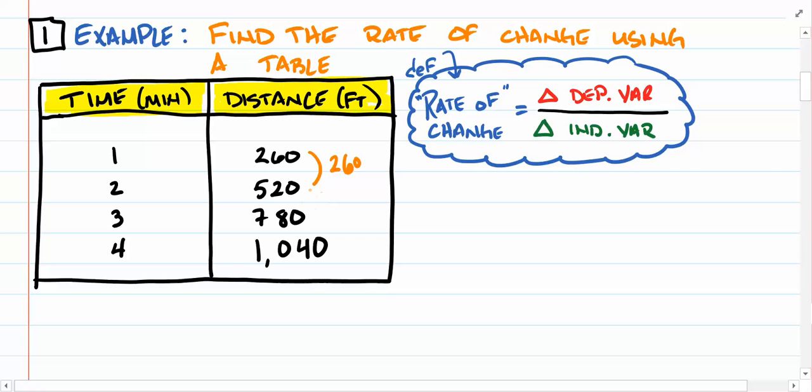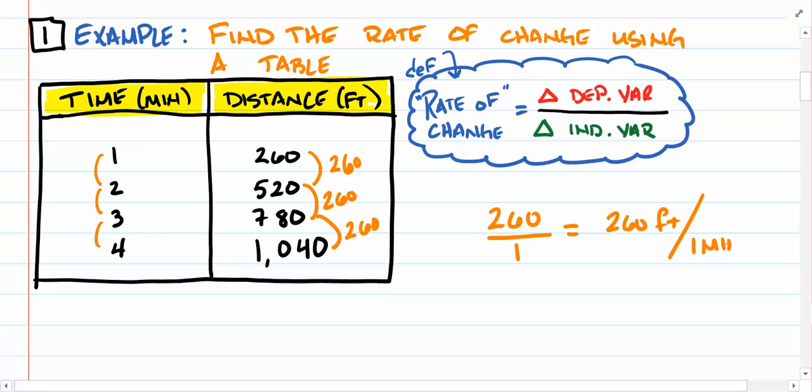Okay? Now from 2 minutes to 3 minutes, again, we would take 780 and subtract off 520 and get 260 again. And between 3 minutes and 4 minutes, we would take 1,040 and subtract off 780 and again get 260. So for equal units or equal measures of time, minutes, we're seeing that we have a constant rate of 260. So therefore the rate of change is 260 over 1. And that means that they go 260 feet for every 1 minute. That's how we do it.